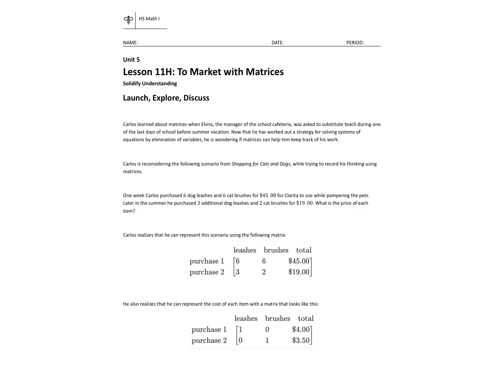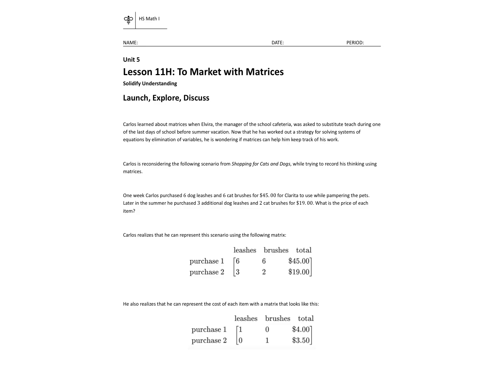So he realizes that he can actually represent this scenario using the following matrix. So he can put the amount of leashes purchased in the first column, the amount of brushes purchased in the second column, and the totals in the last column. And he can represent the first purchase in the first row and the second purchase in the second row.